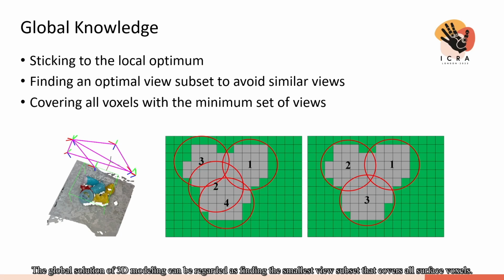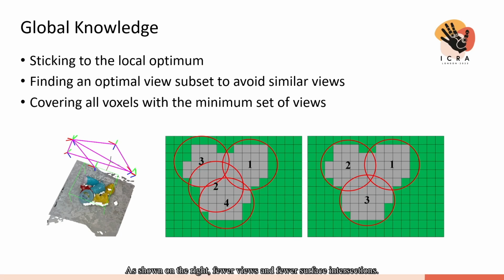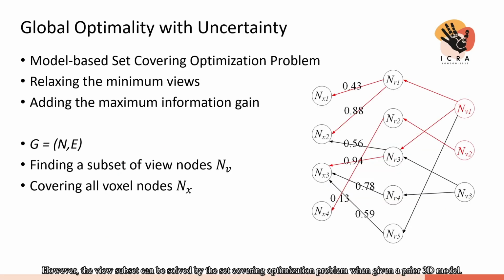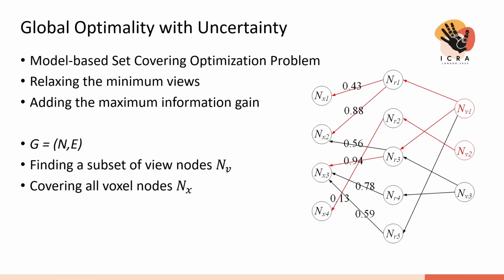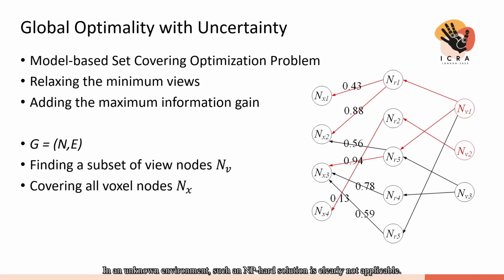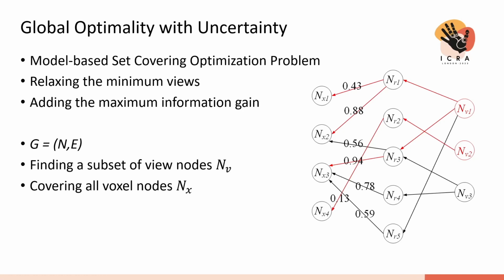The global solution of 3D modeling can be regarded as finding the smallest view subset that covers all surface voxels. As shown on the right, fewer views and fewer surface intersections. However, the view subset can be solved by the set covering optimization problem when given a prior 3D model. In an unknown environment, such an NP-hard solution is clearly not applicable.